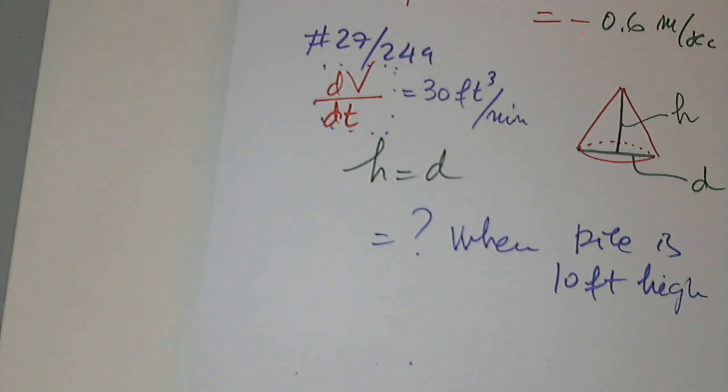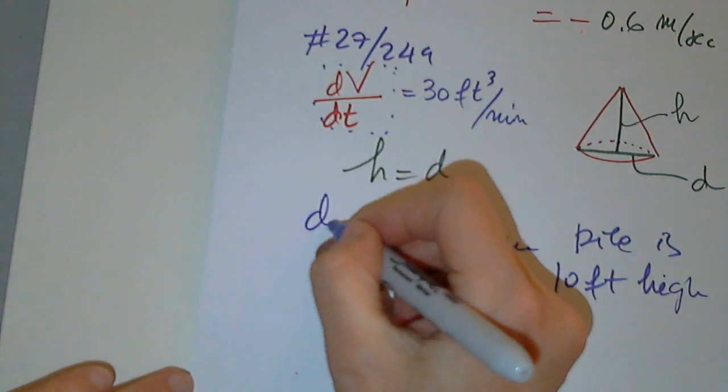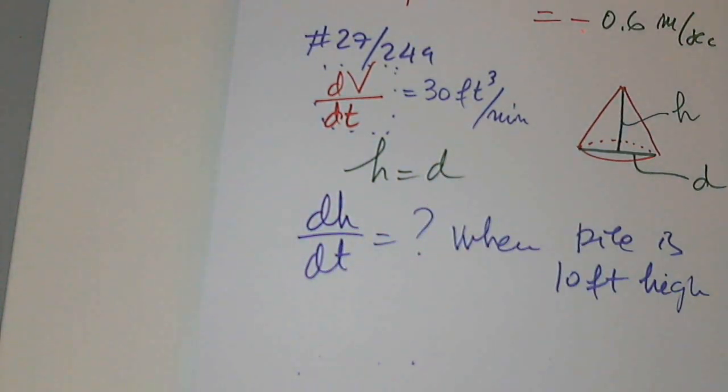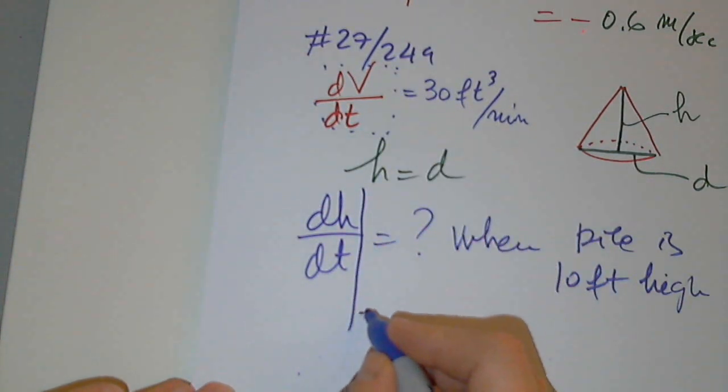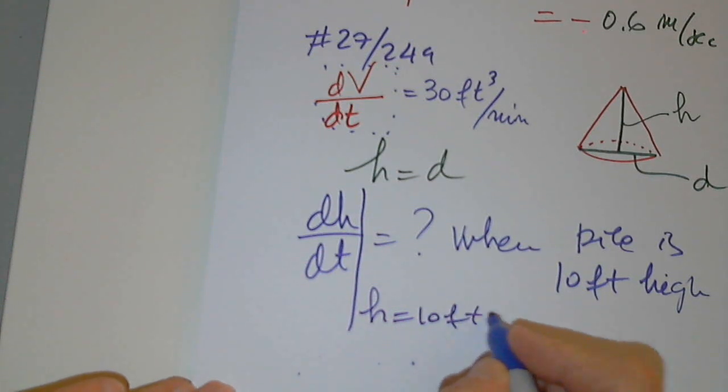So I need to identify the question. You're trying to find dh over dt. Excellent. Absolutely. This is the question: how fast, when the height is 10 feet.